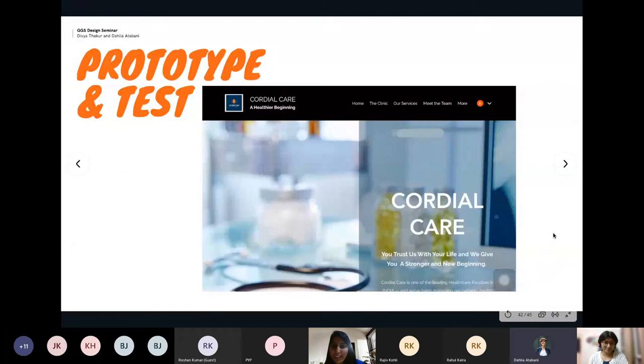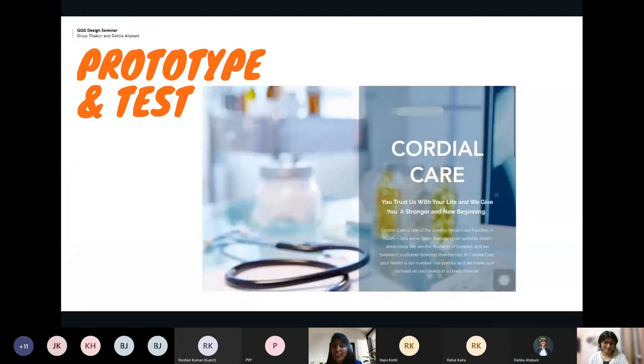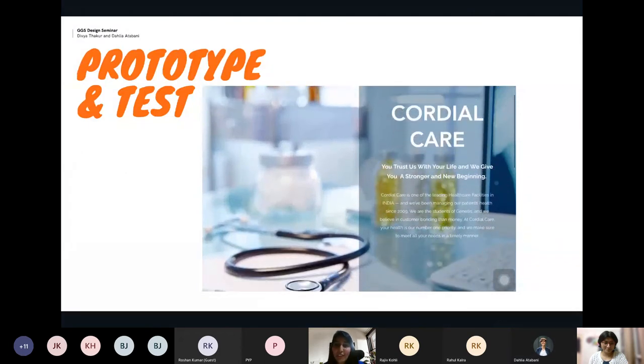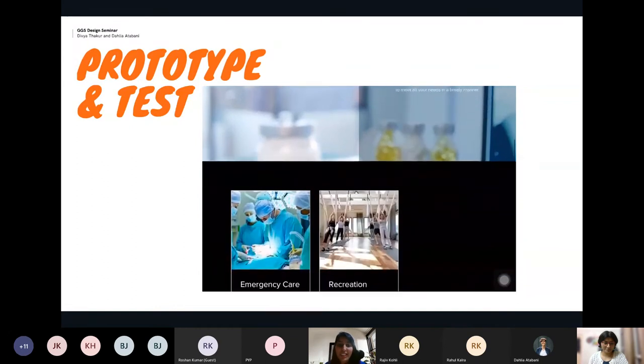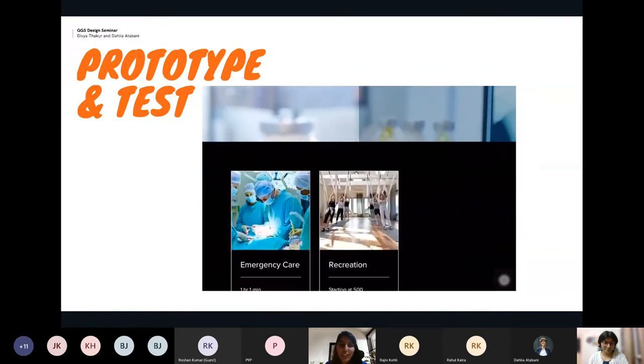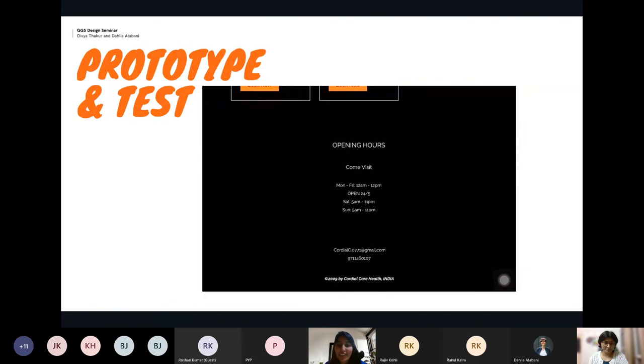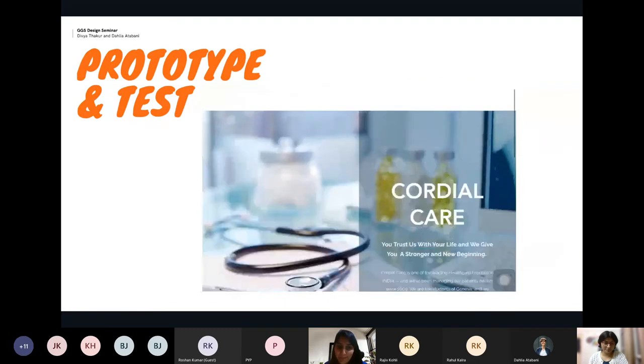So this is one of the websites created by our student. As we told you earlier also, we have not restricted our students from doing the coding. So he has taken a template and worked on Wix, in which he has created a website related to healthcare.